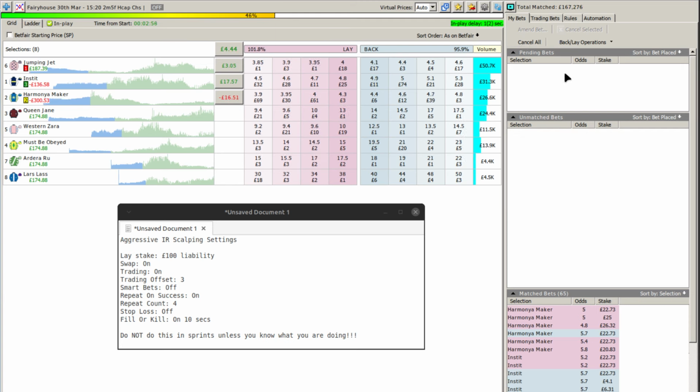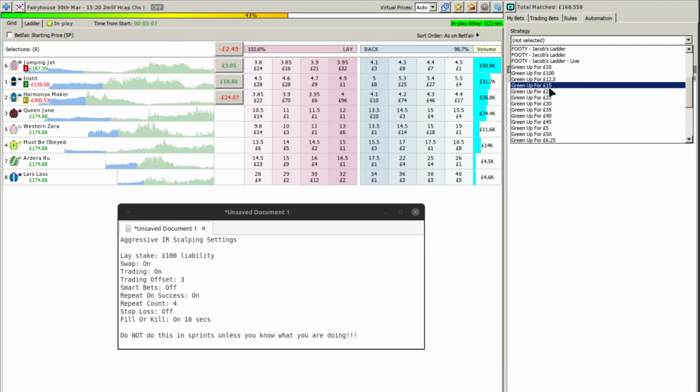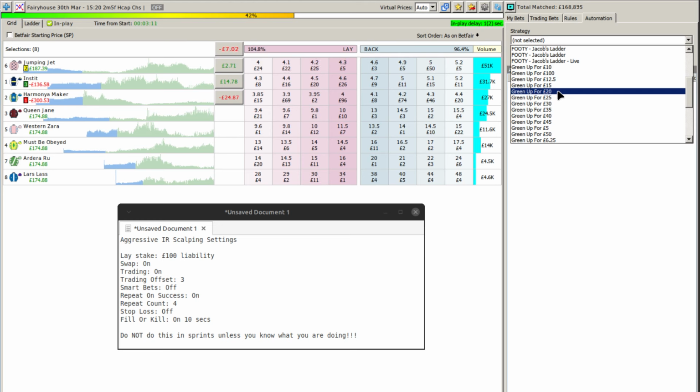The reason for doing that is to stop Fairbot looping round again. So if any of those back bets were taken, that would cause the repeat on success to kick in for that particular runner. So now what I'm doing is I'm looking to assign an automated green up rather than relying on my aging reflexes clicking on the green up all button.